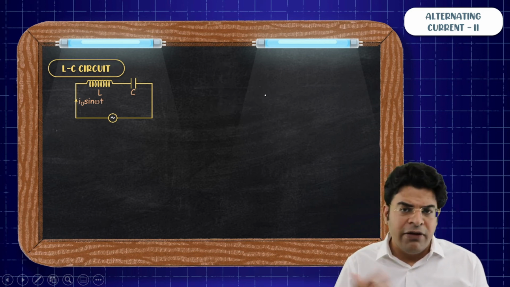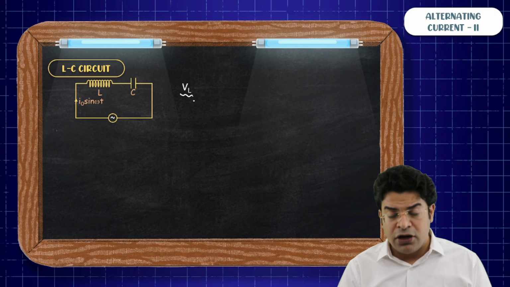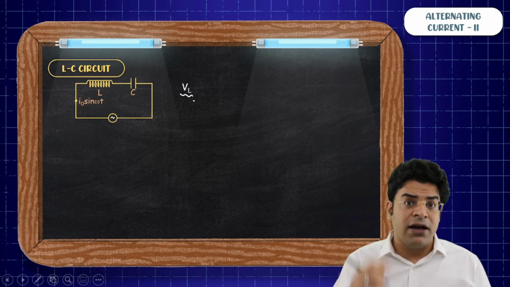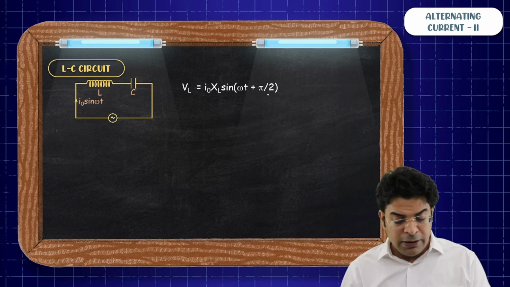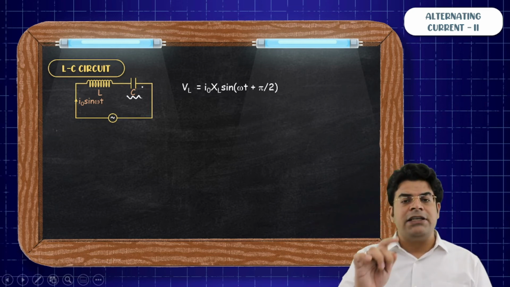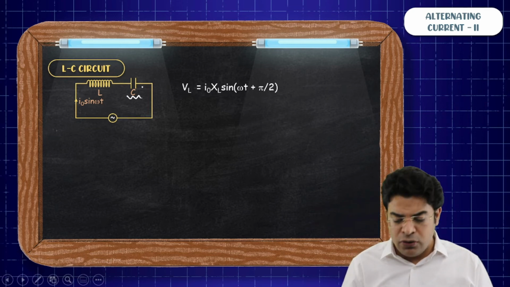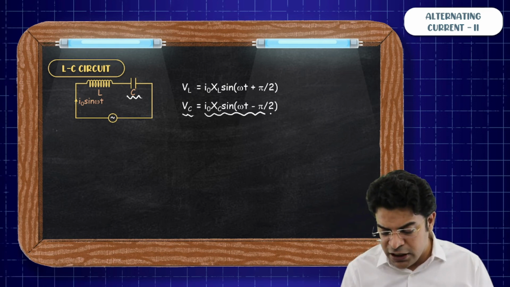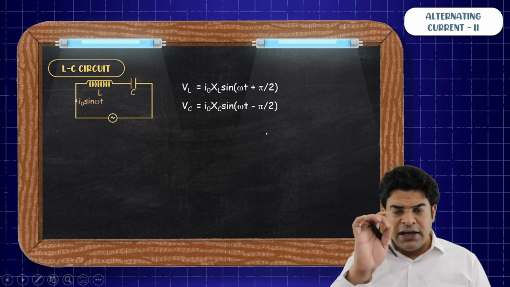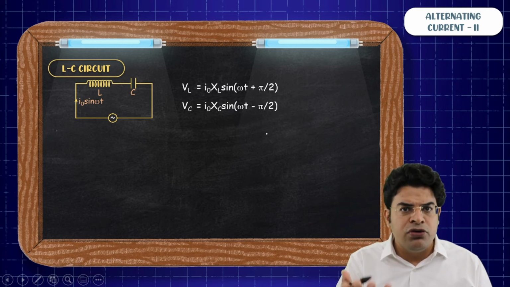The same thing I will do. I will say that the potential drop across the inductor will lead the current by a phase of pi by 2. So I will get I naught XL sin(omega t plus pi by 2). The potential drop across the capacitor will lag by a phase of pi by 2, and the potential drop across the capacitor at any time t will be written as I naught XC sin(omega t minus pi by 2). To find the net potential drop, you will add them up using the phasor method.